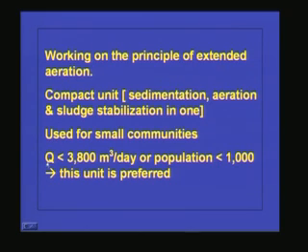Okay, if Q is less than 3800 meter cube per day or population is less than 1000, this unit is preferred. If the Q is more, then what will happen? The area required for the system will be very high. So at that time, this oxidation ditch is not recommended.